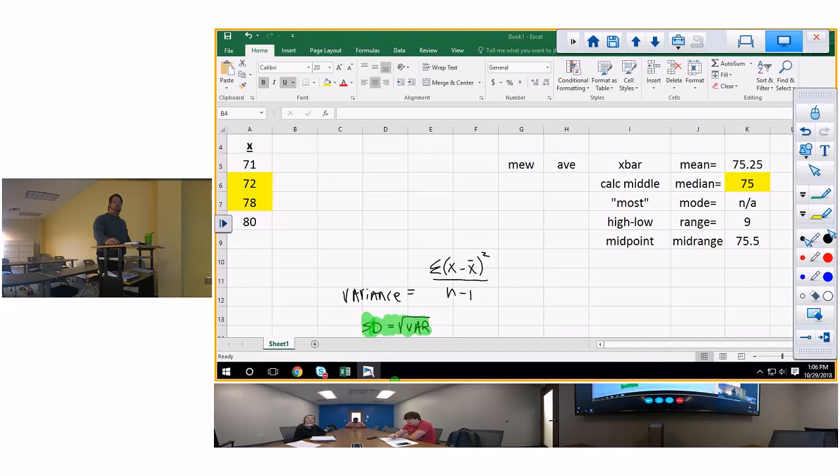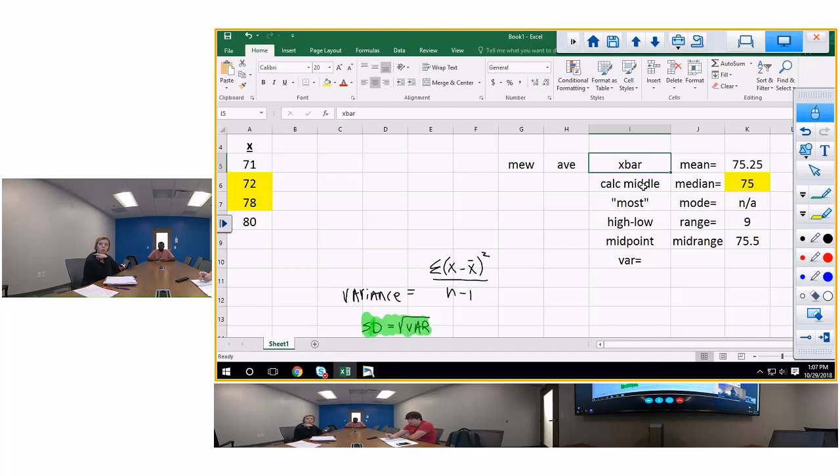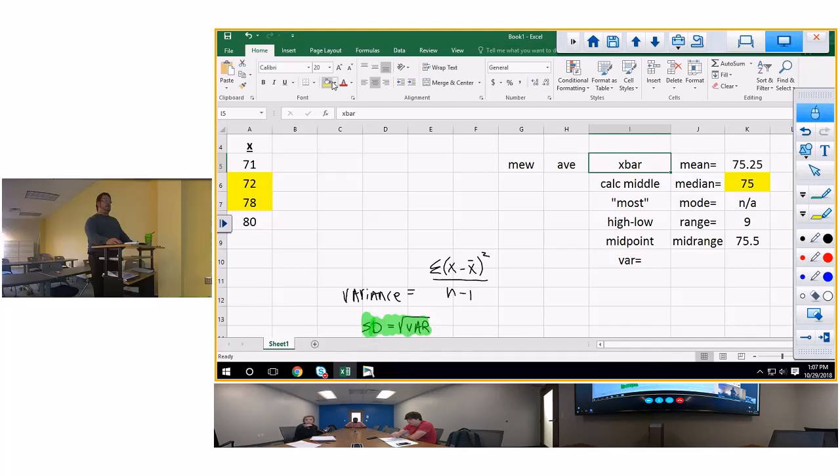Now, first of all, let's read the formula. All right? Let's go inside out. What does the inside of the parentheses say? X minus what? X bar. That's what X bar is right there. Well, what is X bar? It's the mean. Let me highlight it in yellow.